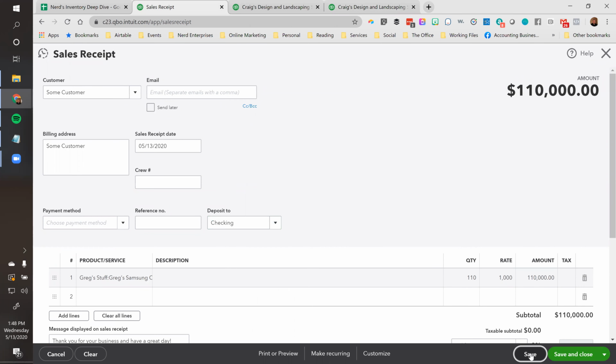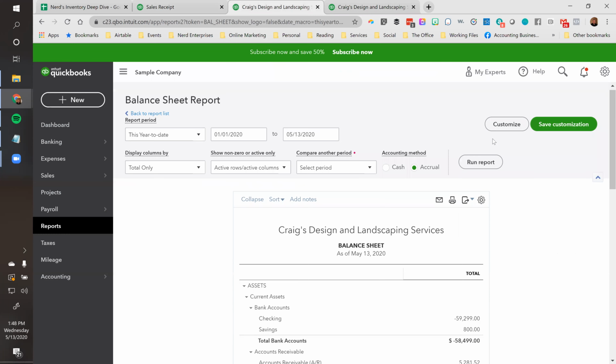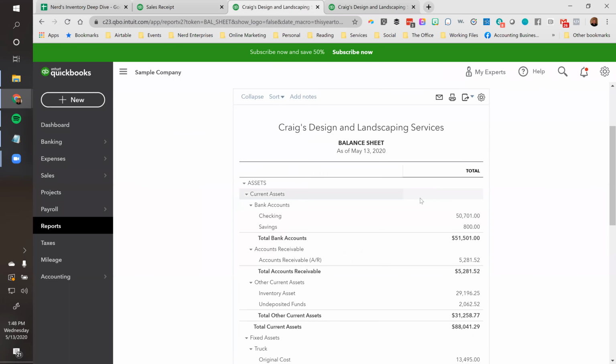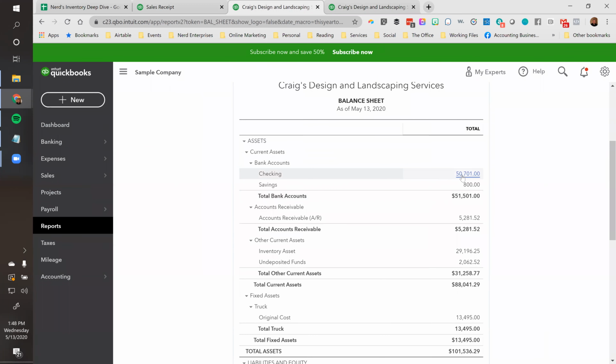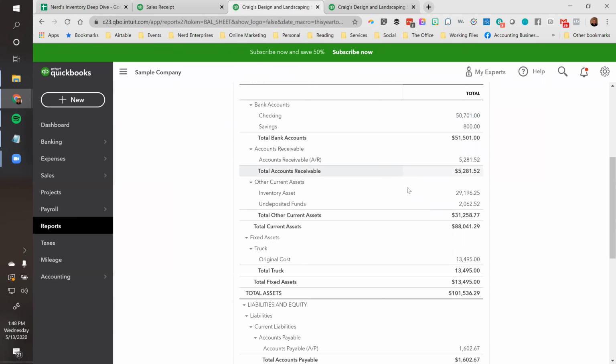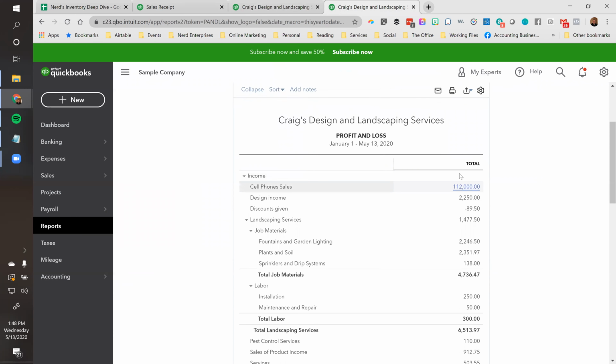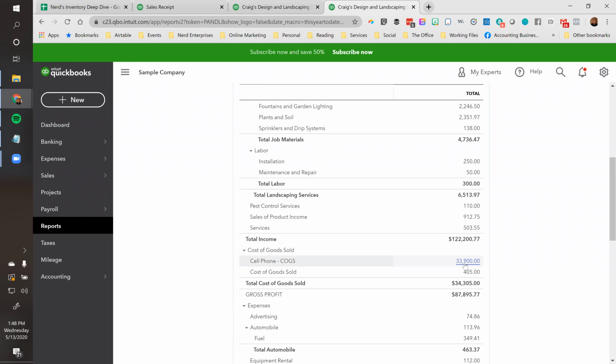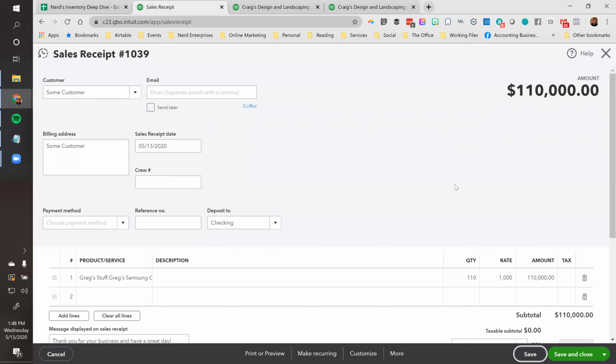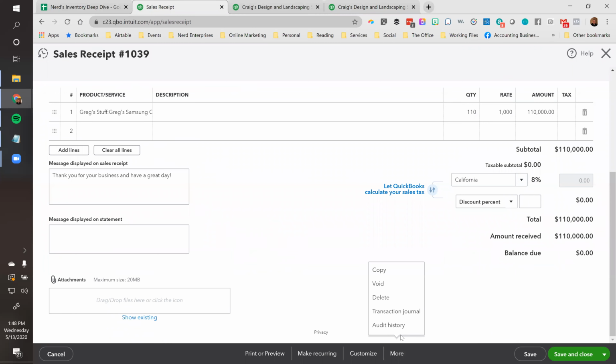This time I'm just going to hit save so I can run that journal report. Run it. Sure enough, now I'm back in the black with the checking account, right? Inventory asset, like I said, was going to be about half of the 60 some odd thousand that was there. Back up on this, refresh, there's my 112. And there's my cost of goods sold for cell phones, 33.9. Back over here, transaction journal.